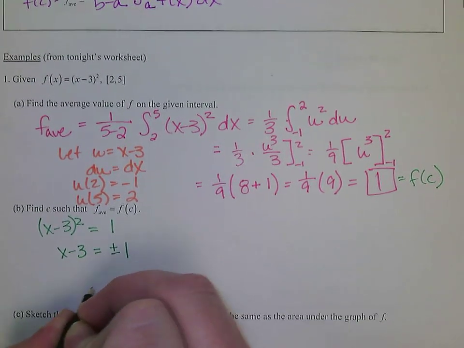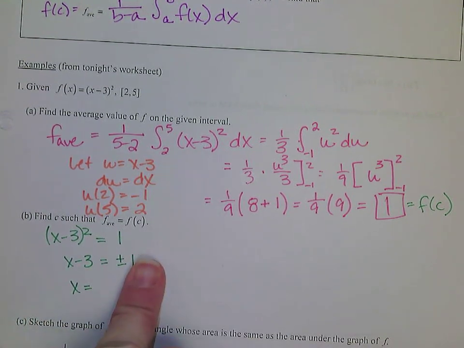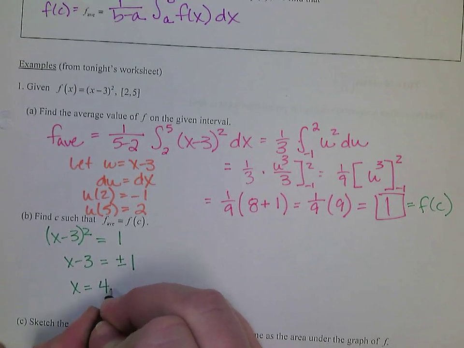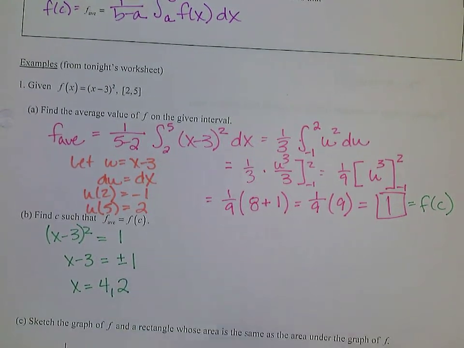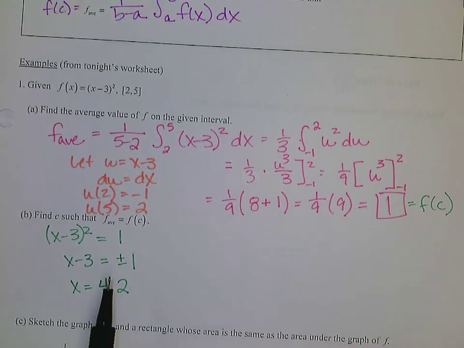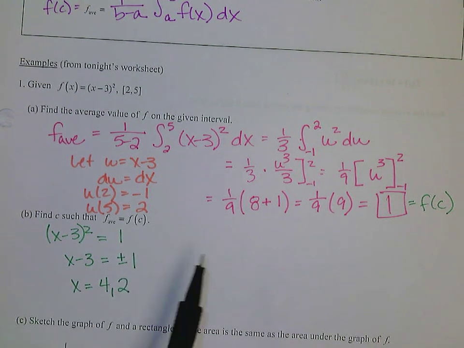So if I add 3, I have 3 plus 1 would be 4, and I have 3 plus negative 1, which would be 2. If I have positive 3 and I add 1, I get 4. If I have positive 3 and I add negative 1, I get 2.